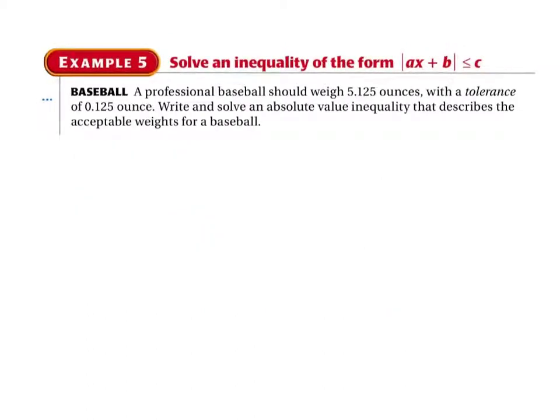Well, this time we're going to talk about that tolerance problem. A professional baseball should weigh 5 125 thousandths ounces with a tolerance of 125 thousandths of an ounce. Write and solve an absolute value inequality that describes the acceptable weights for a baseball. So, what we have here is a situation where you have a variable, so x represents the weight of a baseball.